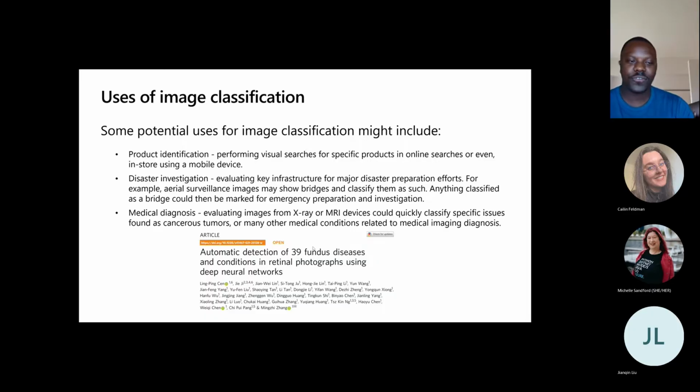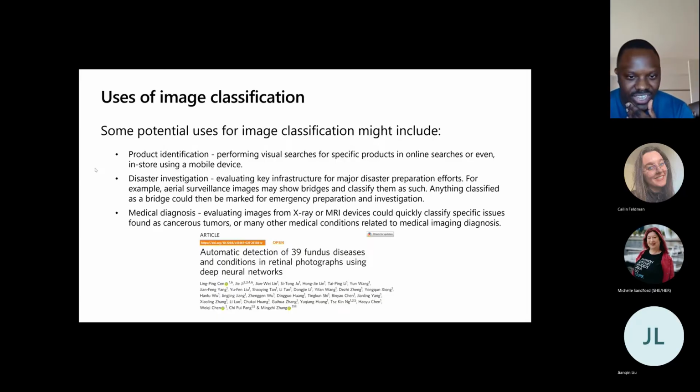And so the uses of image classification. Before I get to how we are using it, another area where it can be used is in product identification. The key here is that it's a visual search. So anything that a person would typically use visual inspection to do, there's a good chance it can be not so much replaced, but at least complemented with an image classification model.